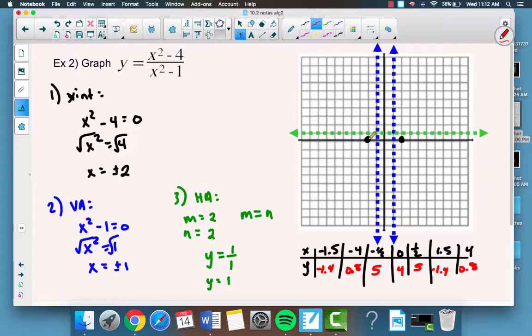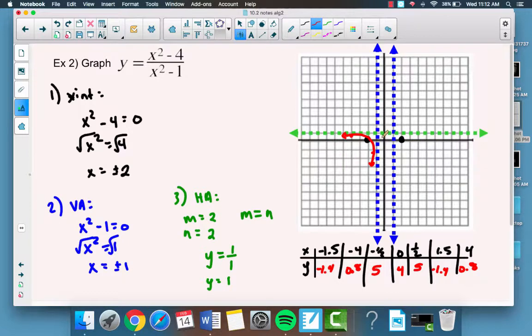So at negative 1.5, I get negative 1.4, so right about there. And at negative 4, I get 0.8. Now I have 3 points over here, so I can connect them. Notice they never cross any of the dotted lines. That's very important. This is going to have to stay just in this region.